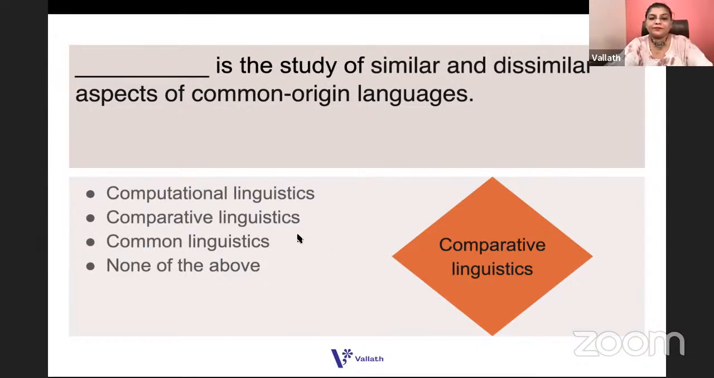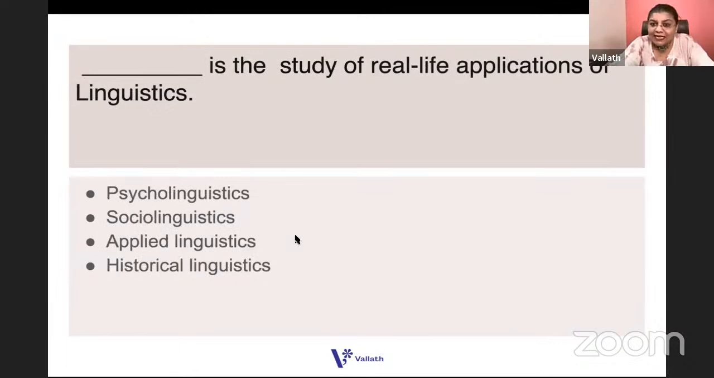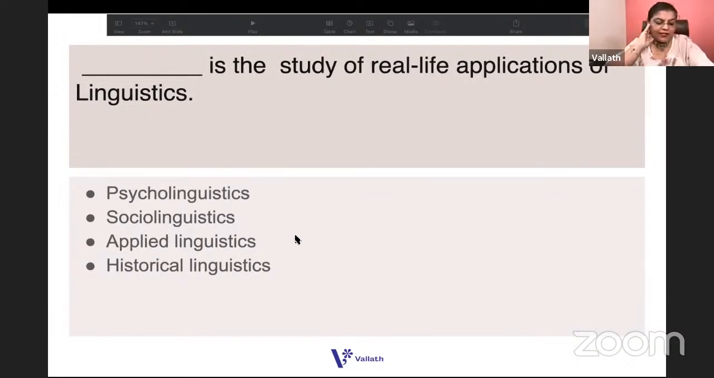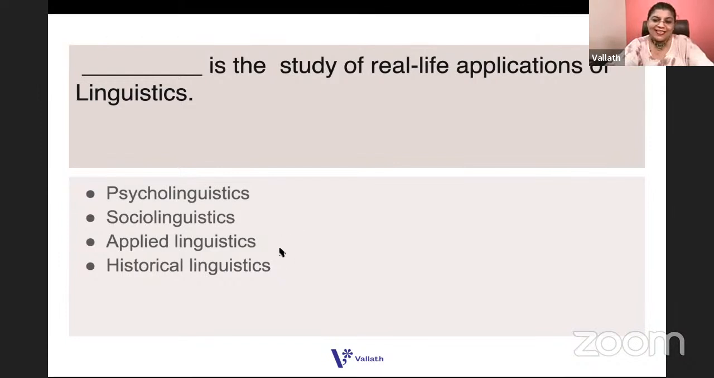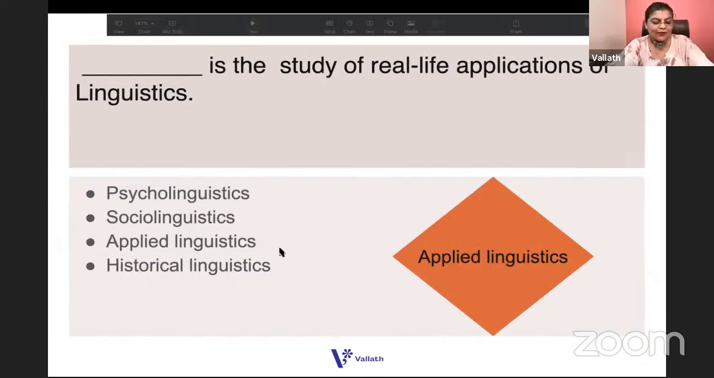Dash is the study of real-life applications of linguistics. Don't worry. Dash is the study of real-life applications of linguistics. Is it psycholinguistics, sociolinguistics, applied linguistics, or historical linguistics? It is applied linguistics.